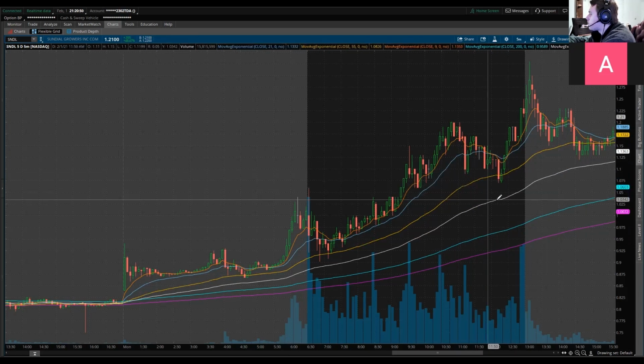But looking at EMAs, what would make you think that once it hit that 55 EMA, it would actually rebound? I'd be looking for volume. Just volume. That was probably a volume spike.